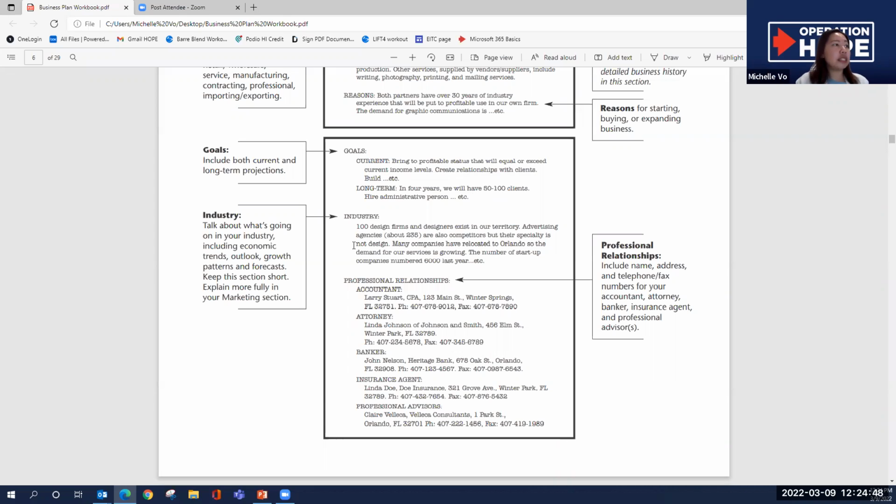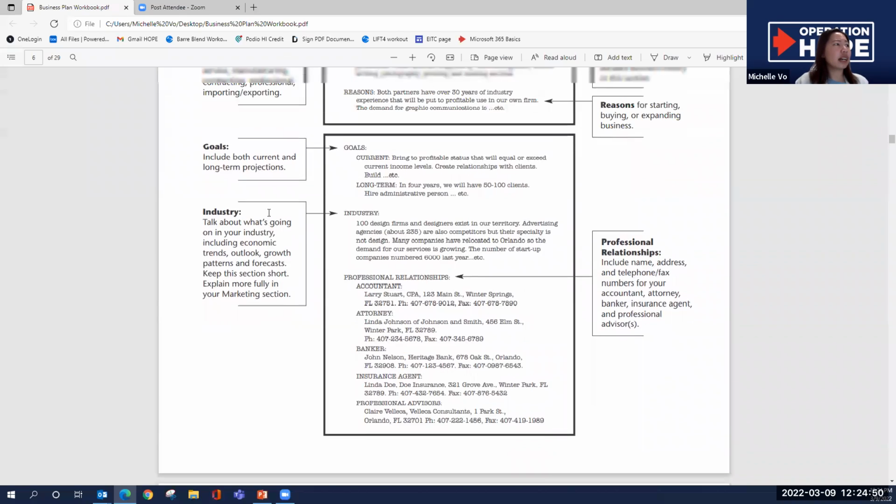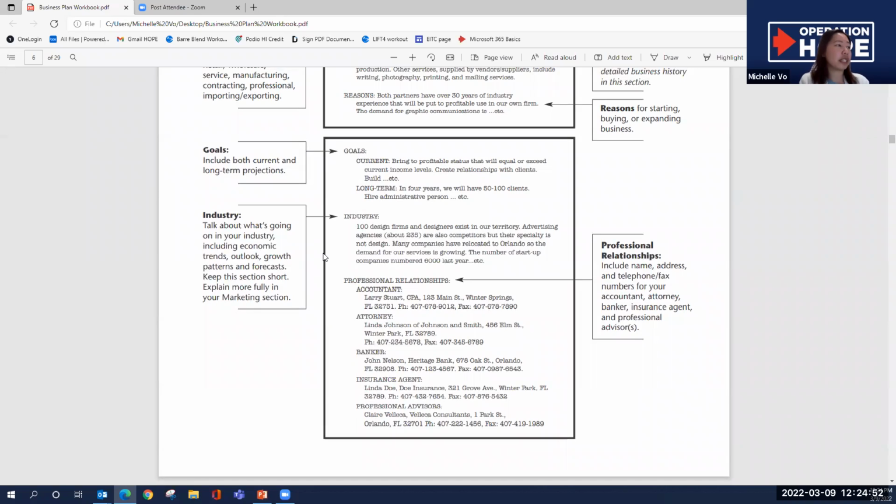The industry. Talk about what's going on in your industry, include economic trends, outlook, growth patterns, and forecast. You can keep this section short, and explain it more in the marketing section. A lot of my clients are in Austin, Texas, where the industry is very important because Austin tends to be a little more on the healthier side right now, in my personal opinion.